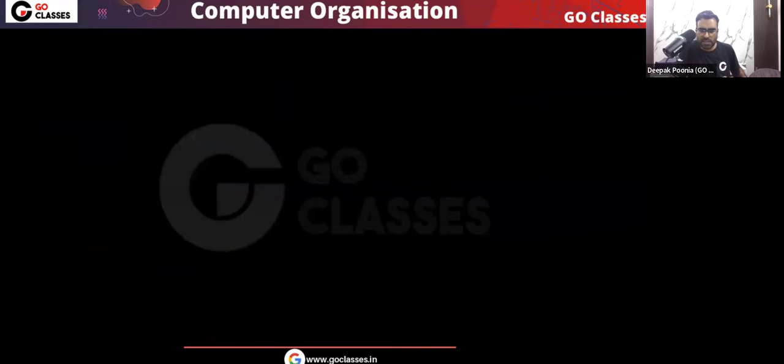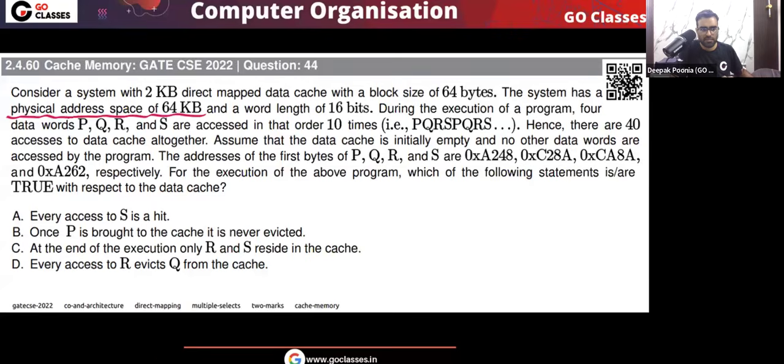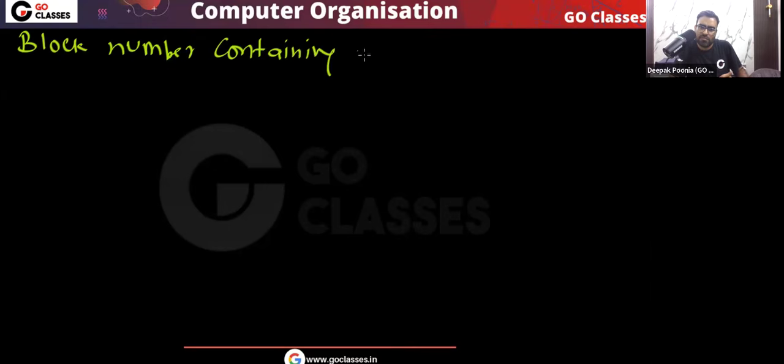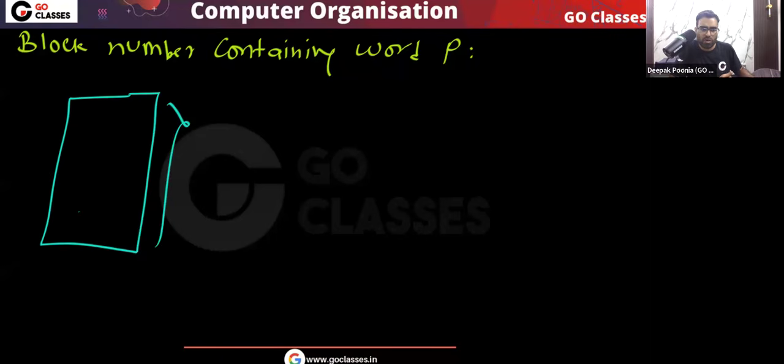Now let's see the next step. Now we will find which block these words P, Q, R, S belong to. Yes or no? So here you can see this P. This P belongs to which block? Let's find the block number containing word P. Okay, P is a word. So very simple. We just want to find in which block. This is the block.